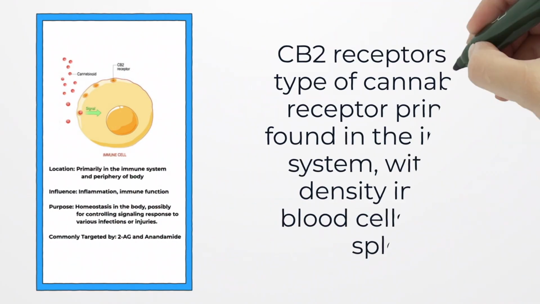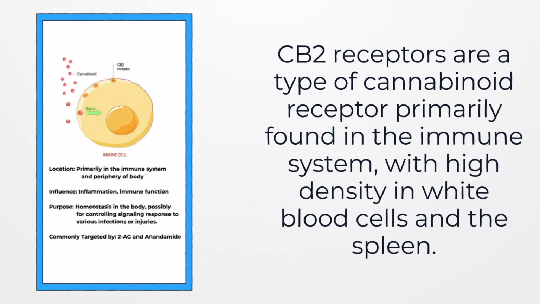CB2 receptors are a type of cannabinoid receptor that are primarily found in the immune system, with high density in white blood cells and the spleen. CB2 receptors play a role in a variety of physiological processes, including inflammation and immune function. When activated, CB2 receptors modulate the release of a wide range of molecules throughout the immune system.